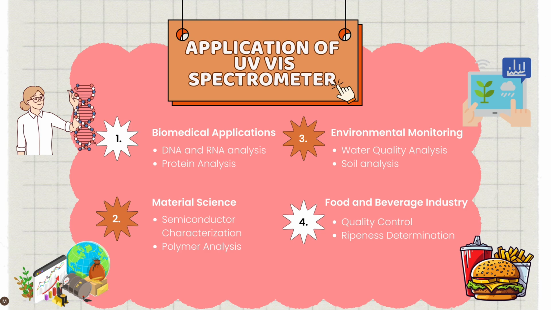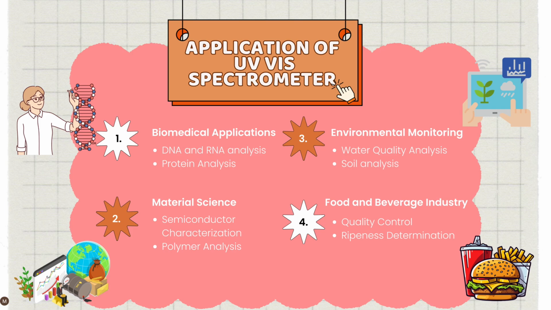For environmental monitoring, UV-Vis will help in water quality analysis and soil analysis, where it can assess the soil organic matter content and identify potential contaminants. Also, it can detect pollutants like organic compounds, heavy metals, and certain types of microorganisms by analyzing their light absorption patterns.